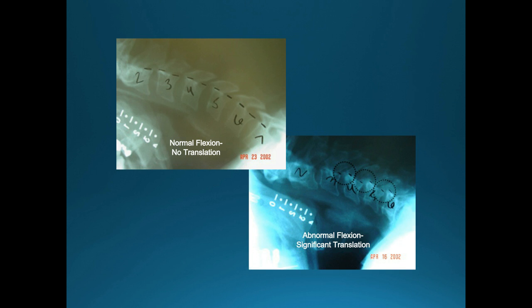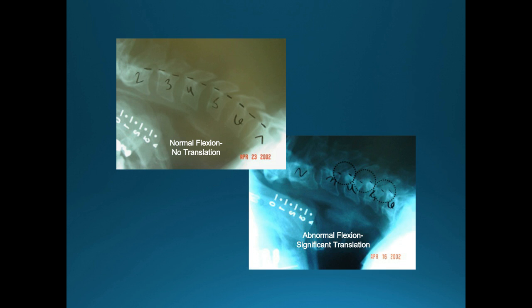What you're seeing here is an abnormal flexion and a normal. So the spine on top, and these are actual films of the spine, showing a normal flexion with no translation. So flexion obviously is chin down. Translation is going to be a side-to-side or forward-to-backward movement. Now, the bottom one shows significant movement.